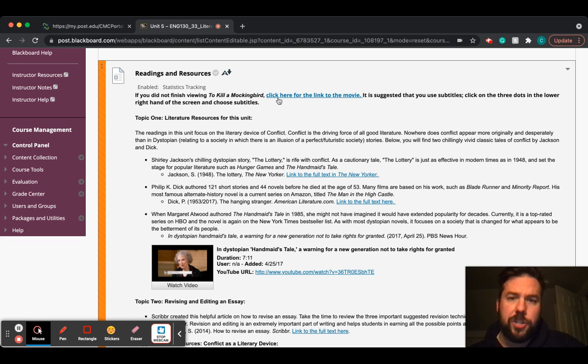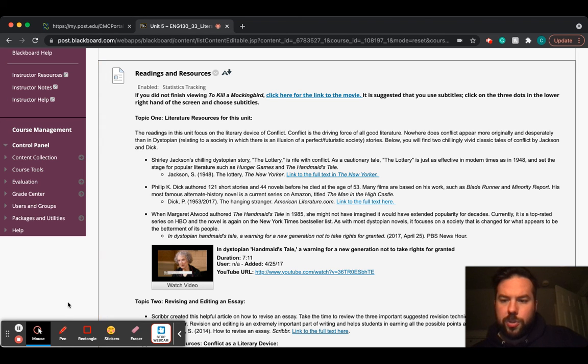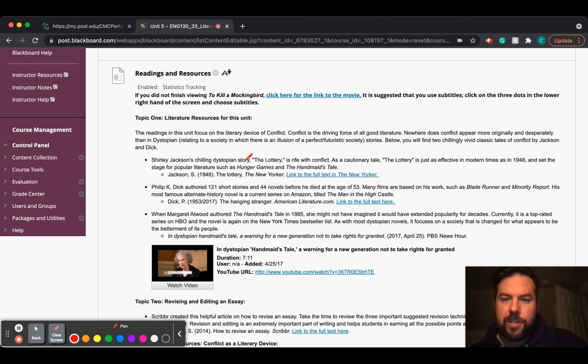Anyhow, so what you guys are going to do this week is you're going to be reading. Well, first, you're going to be finishing To Kill a Mockingbird if you haven't done so already. But you're also going to be taking a look at these short stories. We've got Shirley Jackson's The Lottery, which is top 5 favorite short stories of all time. You've got Philip K. Dick's story, The Hanging Stranger. And then you're going to learn a little bit about Margaret Atwood and Handmaid's Tale. You're not reading Handmaid's Tale, but you're just sort of getting like a snippet into that story.